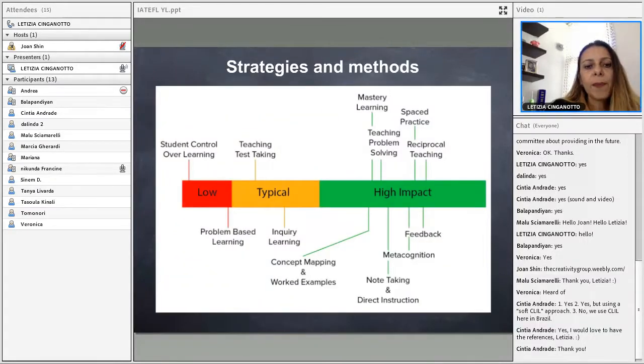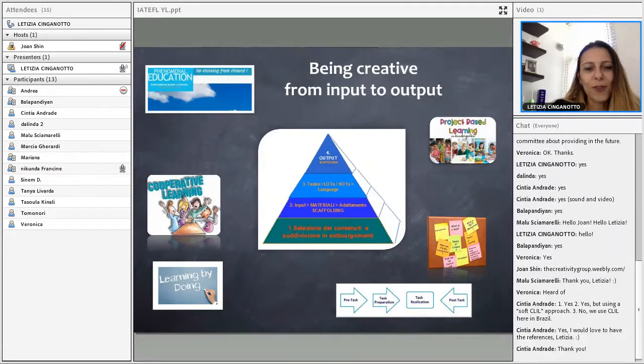So maybe here you can see something more. The strategies that are around the green bar are all the best, let's say, in the sense that they can have a high impact on deep learning. So mastery learning, teaching problem solving, spaced practice, reciprocal teaching, feedback, metacognition, note-taking, direct instruction, concept mapping, worked examples. So if you use one of these strategies, you have more probability to reach deep learning in your students and to involve them in a very active way. And that's what John Hattie says, of course, not me.